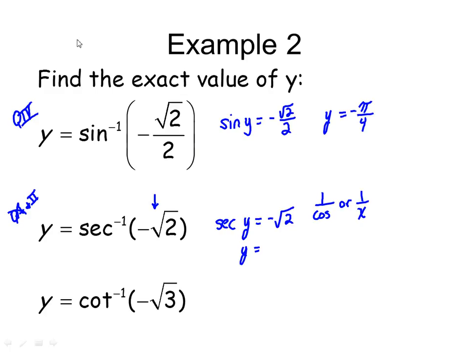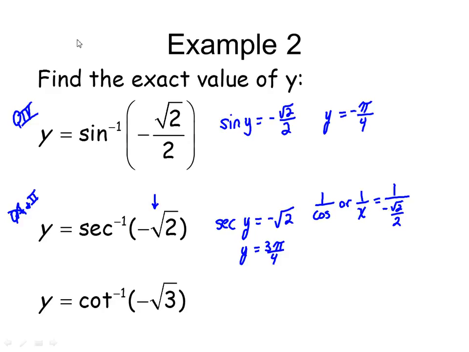Very good, 3 pi over 4. Because 1 over the x-coordinate of 3 pi over 4 is going to be negative radical 2 over 2. We did this math a while ago, and it comes out to be negative radical 2. Okay?